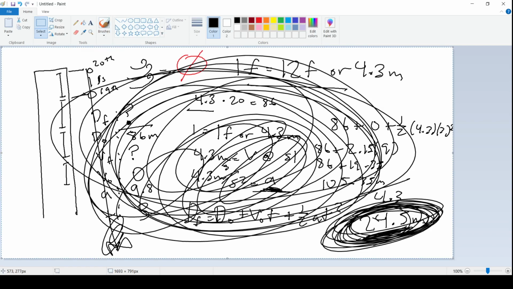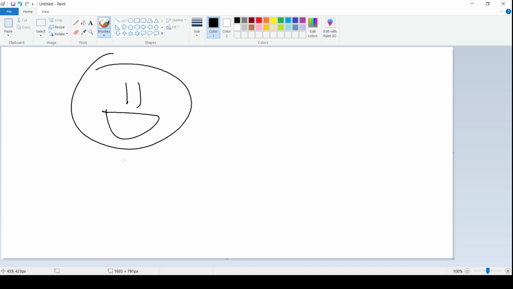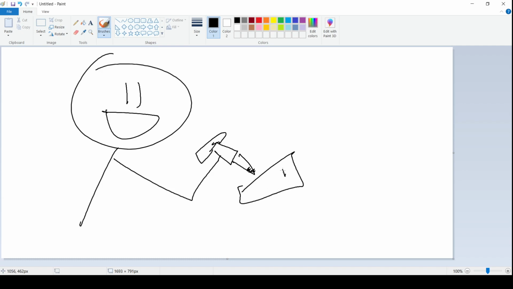And ladies and gentlemen, this is why you should take physics. I'm so happy right now. I'm actually just so amazed at how things can go so well, you know? This is my pencil. This is my physics homework.